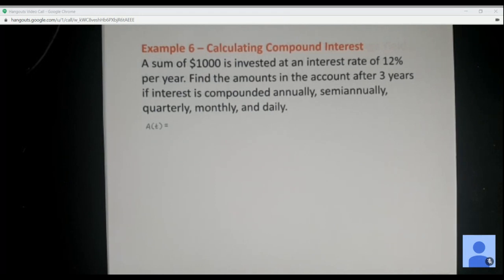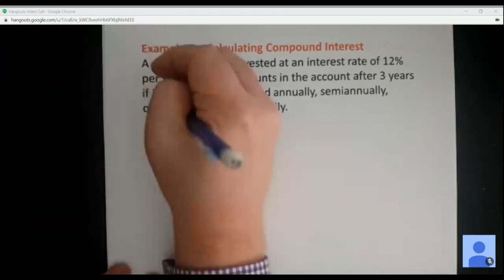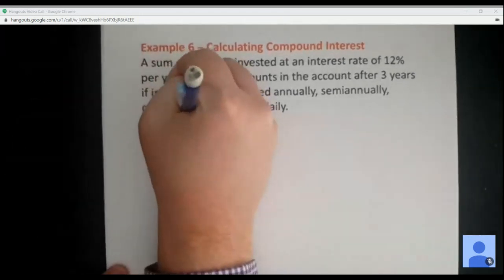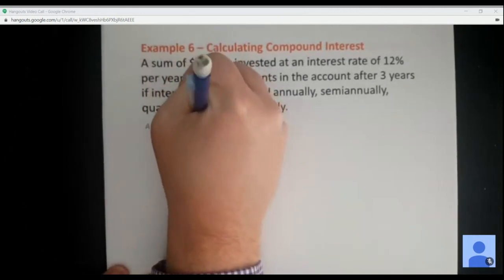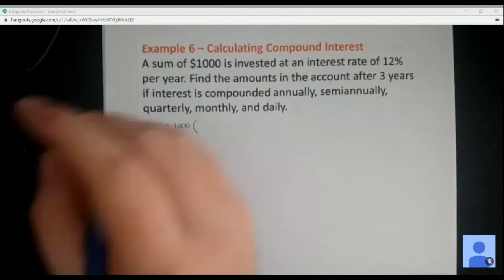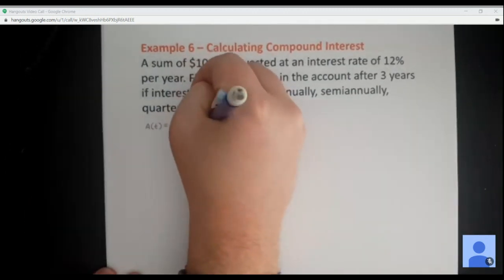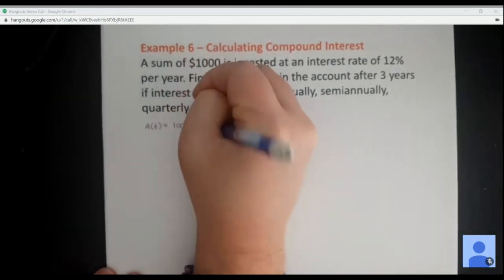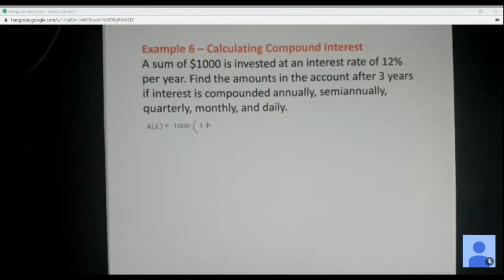Good, right? $1,000 is our principal. That's how much we're starting with this time. So that's what's going to go first in our formula here. So we're starting with 1,000. Okay, the next thing in our formula is always going to be 1 plus. Okay, so regardless of the problem, always 1 plus.